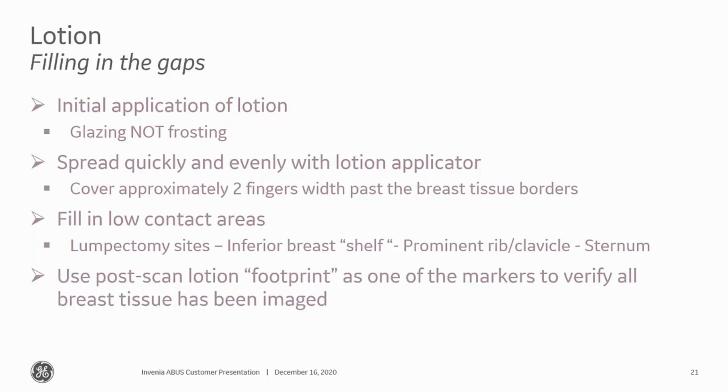You can also use the post-scan lotion footprint. And that is where that membrane, after the scan's completed, you lift up the transducer head, and then you see that membrane imprint. We kind of talk about, it looks like kind of that snowplow effect. If you look at the image on the breast, you can see where the transducer scanned. So that gives you an idea to determine that you did cover all of the tissue that you needed to, or the tissue that you still need to cover, whether it's superior, inferior, lateral, medial.